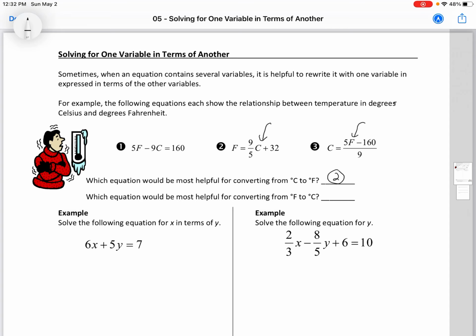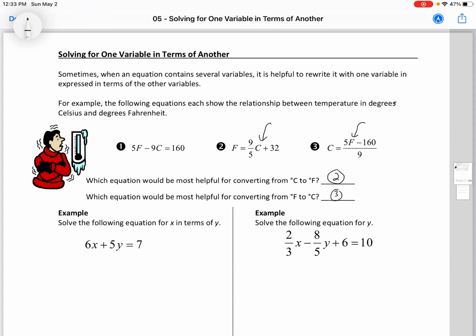But let's say you were in the reverse situation and you wanted to convert from degrees Fahrenheit to degrees Celsius. You're at a Canadian weather station and you wanted to broadcast the Celsius temperatures, but all you had was the Fahrenheit ones. Well, number 3 is by far the best equation, because you could just plug the Fahrenheit in for F there, and then you could go 5 times F minus 160 and divide it by 9, and you'd get the Celsius.